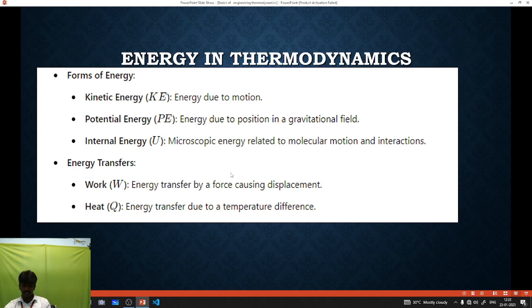Then energy transfers. Energy transfer depends upon work and heat. Energy transfer by a force causing displacement is called work. And energy transfer due to a temperature difference is called heat. Okay, clearly understand, I think.